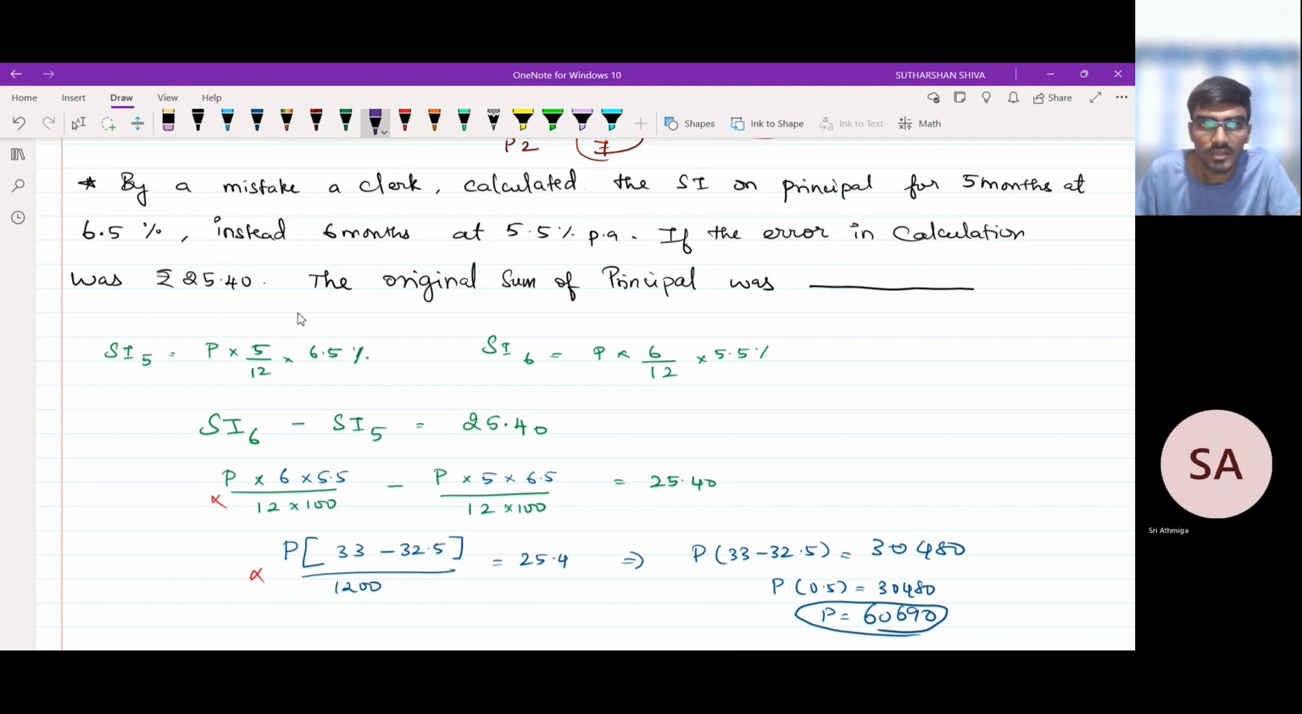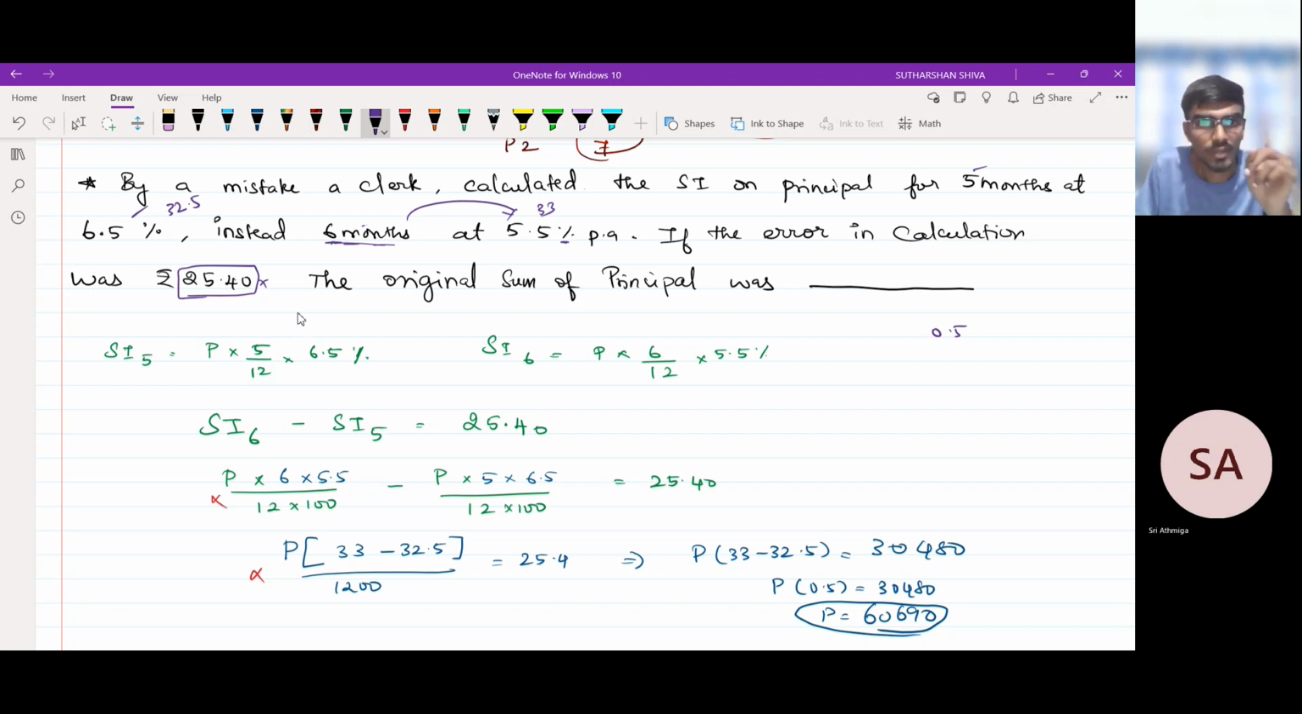Just a tricky method. 6 months, 5.5. Multiply this. What is the value you are getting? 33. Multiply this with 5. You are getting 32.5. Take the difference, 0.5. Keep it on that side. You are having 25.40. You are not calculating any percentage now. Multiplied by months only. It is not in years. So multiply this by 12.